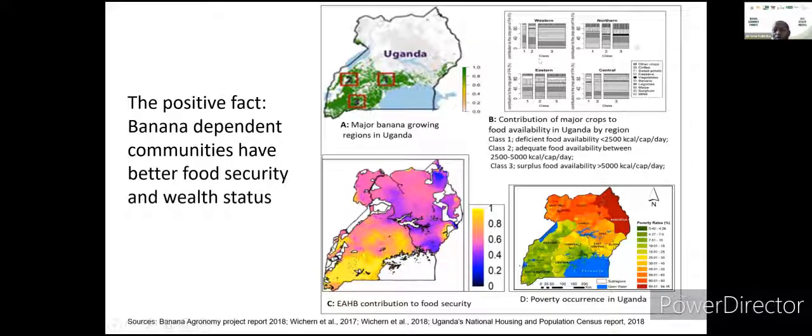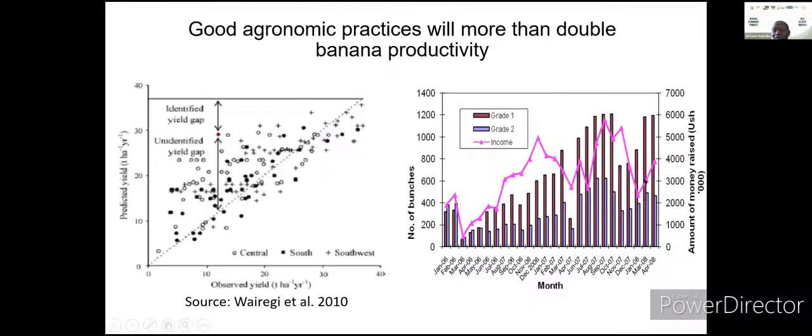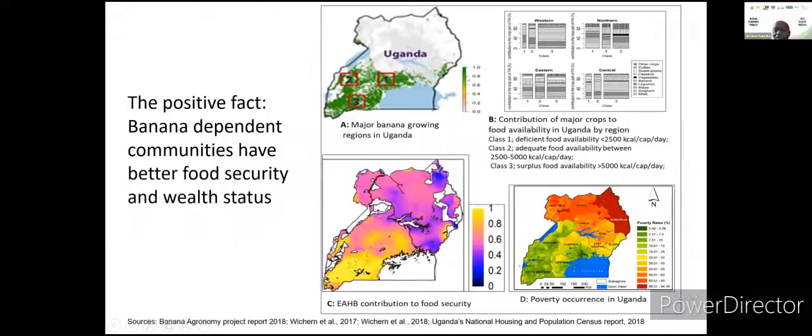When you look at this chart here on the top right, I don't want us to go deep into it, but what it is showing is that in the regions where banana is prominent, there is a surplus of food availability. And where bananas are not prominent, like in the north, there is a lot of food deficiency.